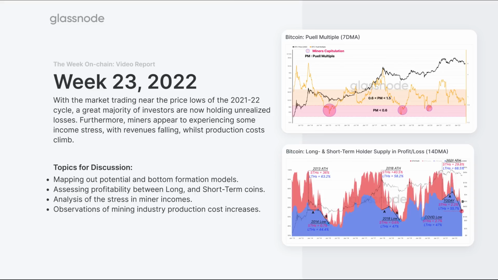But I do hope that you enjoy this angle looking at the miner profitability, because this is a very interesting topic, and it may be one that we have to pay attention to in the coming weeks and months.